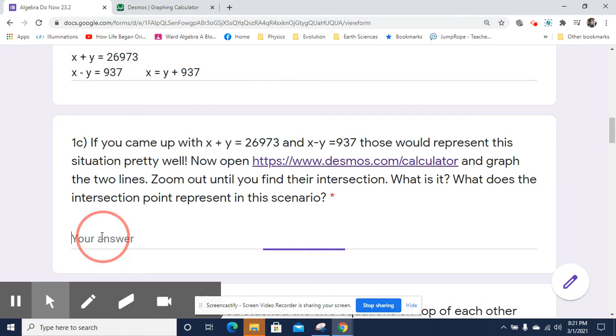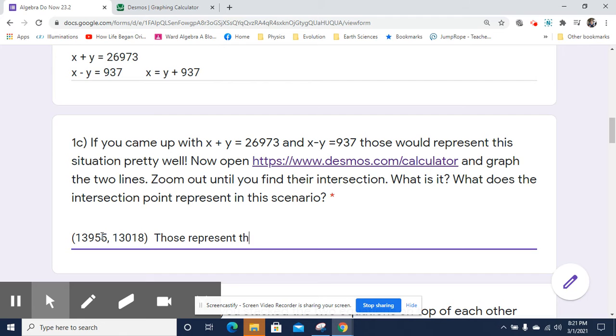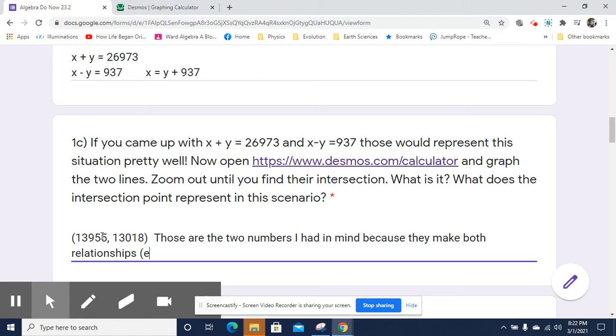But let's write that down. So we get the point 13,955, comma, 13,018, and those are the two numbers I had in mind, because they make both relationships, the equations that is, true.